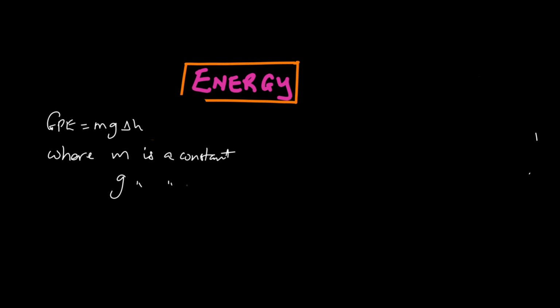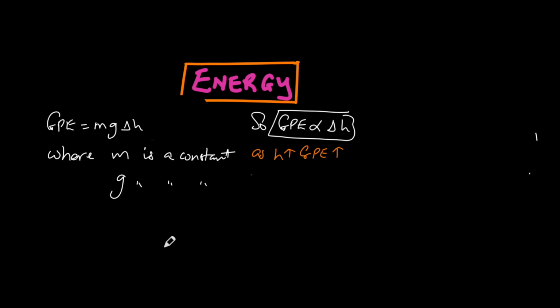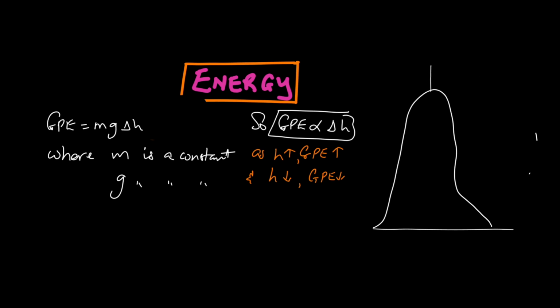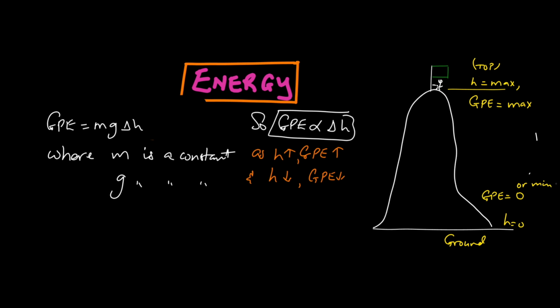Now, what's important about this is that m, mass, is constant, and g, gravitational field strength, is constant. So what does gravitational potential energy depend on? Well, it's directly proportional to that change in height. What does that mean? As height increases, the gravitational potential energy increases. So the higher we go on a mountain, for example, the gravitational potential energy increases. However, the lower we go, or as the height decreases, the gravitational potential energy decreases. An important point to remember is that ground is normally a position where height is taken as 0. So going upward means that we increase in height, and therefore gravitational potential energy.